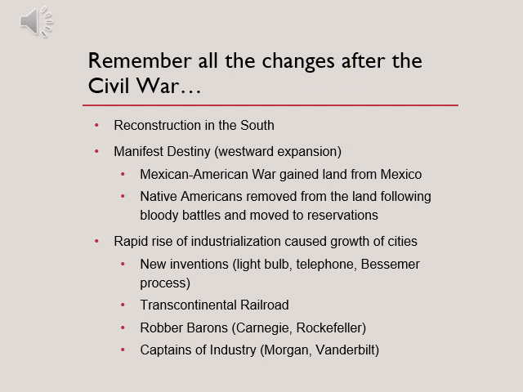The rapid rise of industrialization, which caused growth of cities, aided by the new inventions of the time, like the light bulb, the telephone, and the Bessemer process, which was aided even more by the completion of the Transcontinental Railroad in 1869.